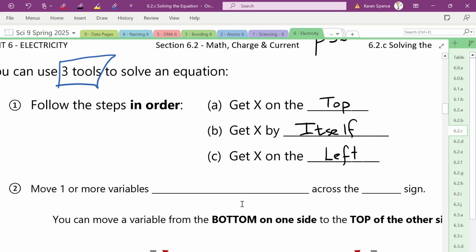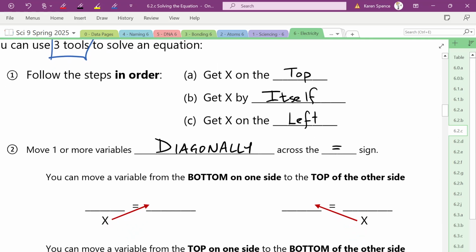Tool number 2 is you can move 1 or more variables. What direction do you have to move them? Starts with a D. Diagonally. Did you go to your counselor, Logan? Perfect. Okay. Diagonally. Okay. Across the equals sign.